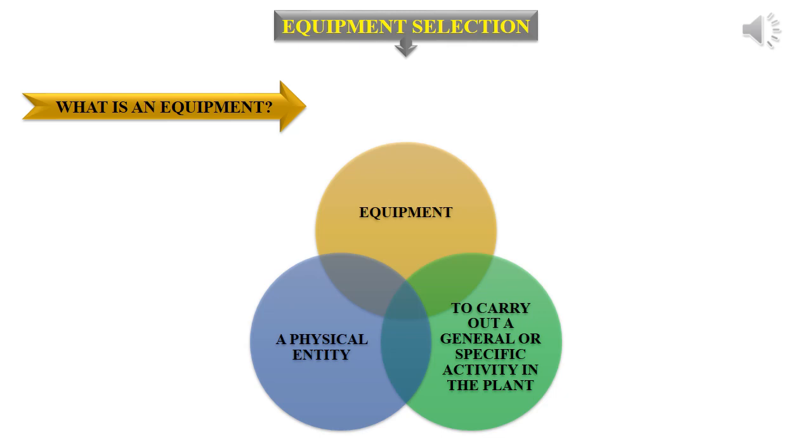Moving on to the first part of today's discussion, that is equipment selection. What is an equipment? Equipment is a physical entity to carry out a general or specific activity in the plant.